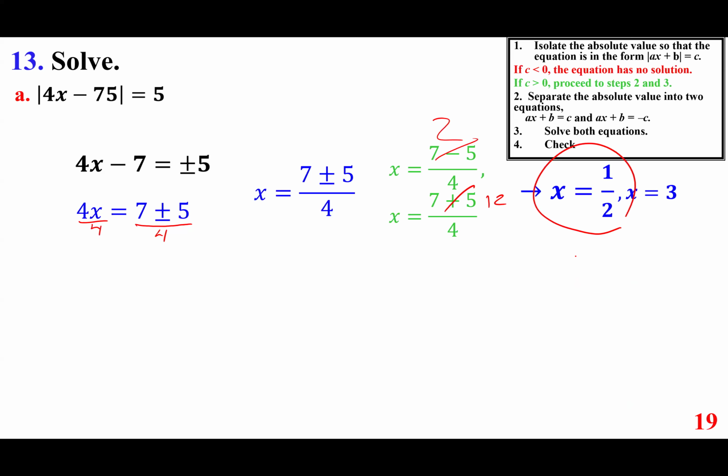And checking takes place with the original equation only. So I'm going to write the absolute value of 4 times x, which is 1/2, minus 7. Is this equal to 5? That's what we are asking. 4 times 1/2 is 2. 2 minus 7 is negative 5. Absolute value of negative 5 is 5, and it checks, and we're done.